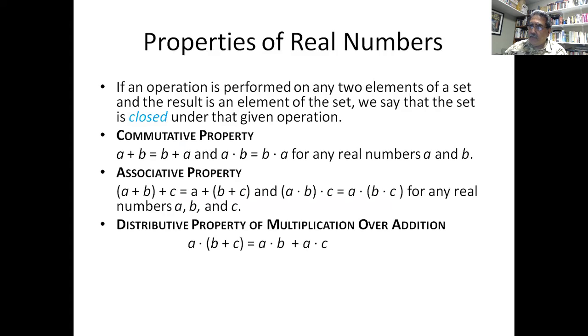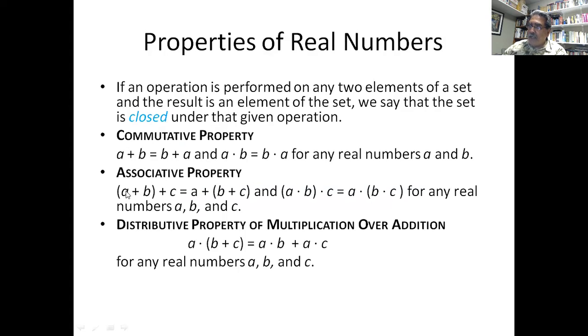Some of the very important properties. If an operation is performed on any two elements of a set and the result is an element of the set, we say that the set is closed under the given operation. Three important properties: commutative, associative, and distributive. A plus B is equal to B plus A. A times B is the same as B times A when A and B are real numbers.